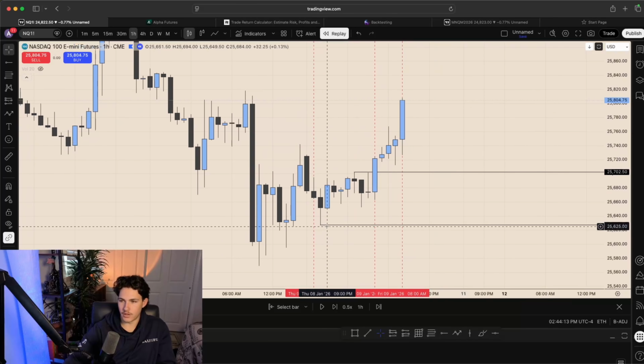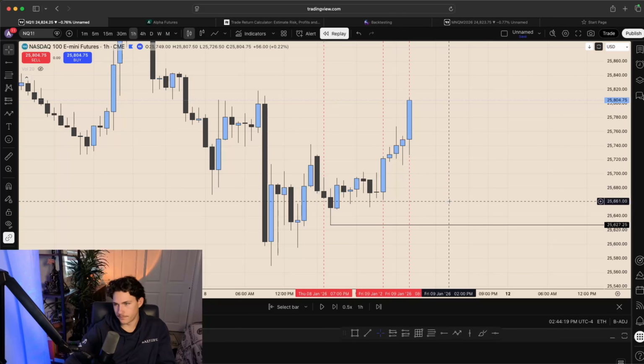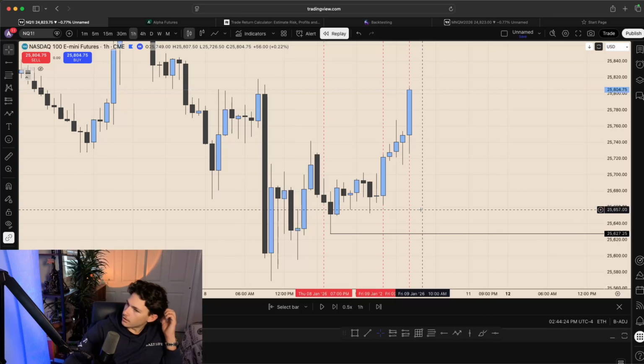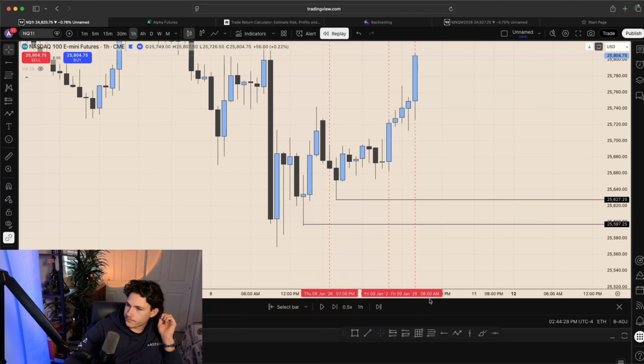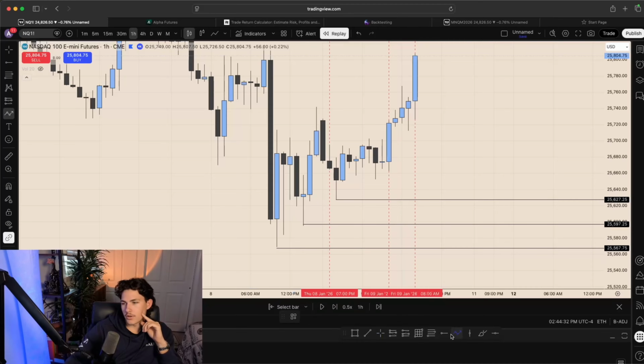We have Asia low, Asia high. This high has been taken out. We don't care about it. Like, we'll keep it in mind, but we don't need to mark it out. Then what else do we have? Well, we have a 1 hour low here. We have a 1 hour low here. We have a 1 hour low here.